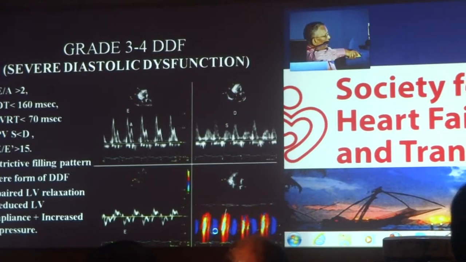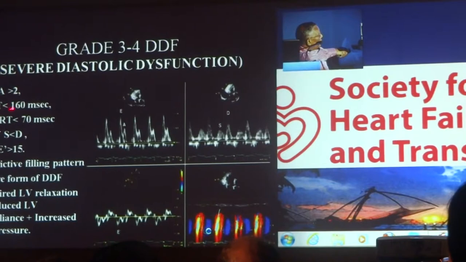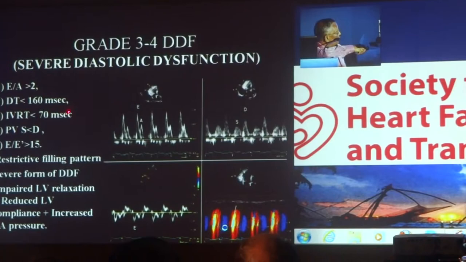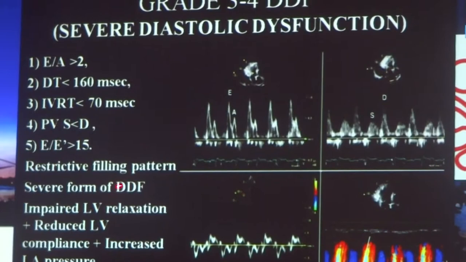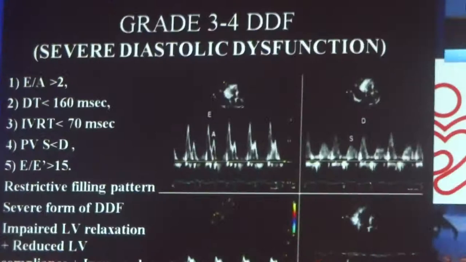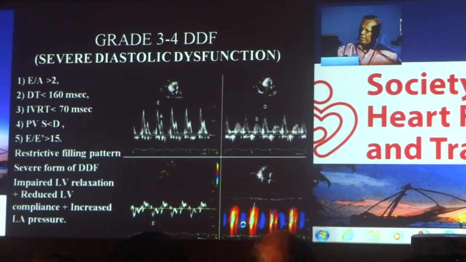The slope becomes worse. E by A more than 2, deceleration time less than 160, isovolumic relaxation time shortened to 70, pulmonary venous S less than D, E by E prime more than 15, you have a restrictive filling pattern, severe diastolic dysfunction, impaired LV relaxation plus reduced LV compliance, and increased LA pressure. A combination of relaxation failure and compliance failure sets in at this phase of diastolic dysfunction.